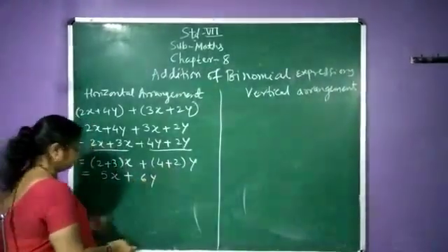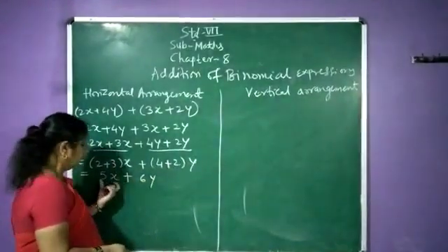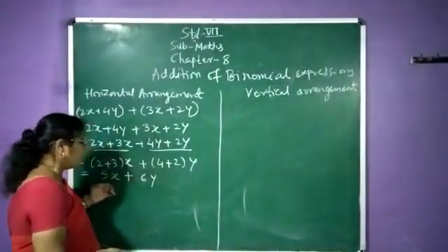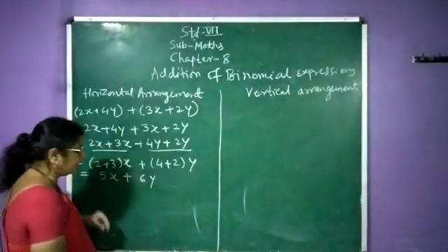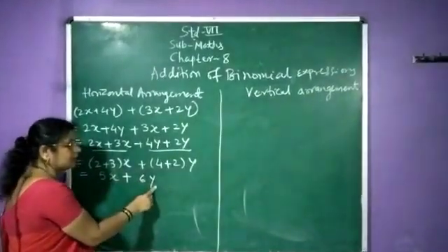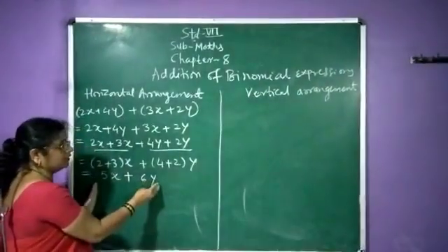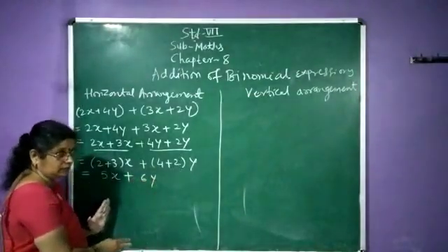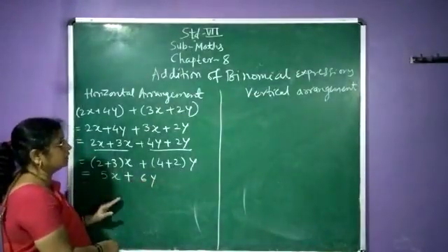Now here, if you see, the terms are not like terms. They are unlike terms. Why are they unlike? Because the variables are different. So whatever answer you get, you have to keep as it is. You cannot add further. Understood this horizontal method?